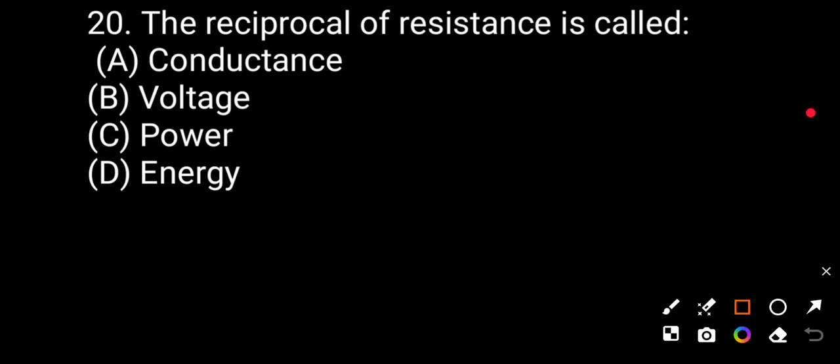Last question. The reciprocal of the resistance is called conductance, voltage, power, energy. The correct answer will be: the reciprocal of the resistance is called conductance. So option E is correct.